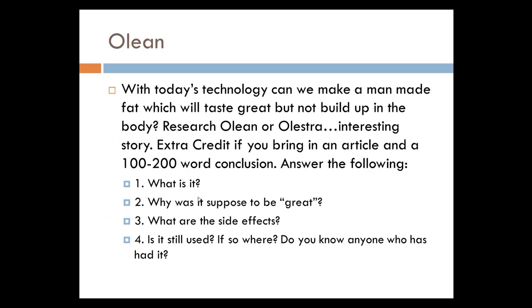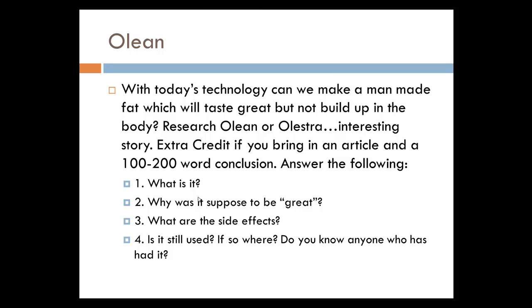This last one I thought I'd offer some extra credit on. If we had more time, and maybe if I do find that we have some time, it's something I've introduced kids to in terms of an article from Time magazine. It's something called olein, and I'll pose you this question. With today's technology, can we make a man-made fat, other than trans fat, which will taste great but not build up in the body? It turns out that we have had some success with this. I'll offer some extra credit if you research olein, or olestra. It's an interesting story behind it.